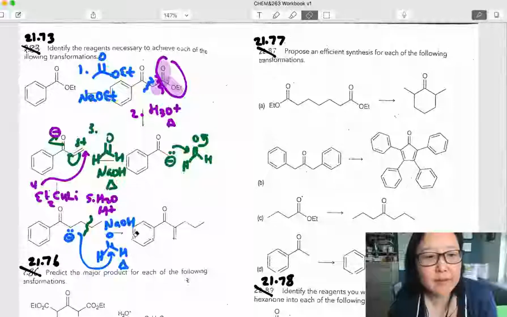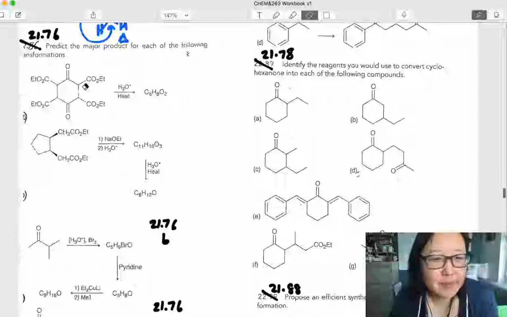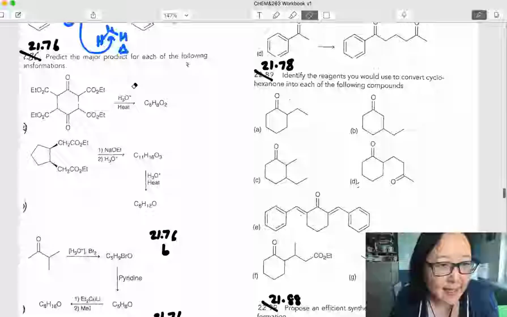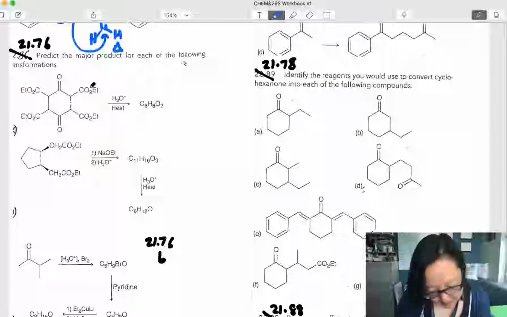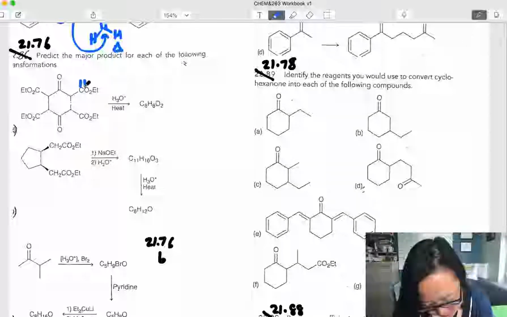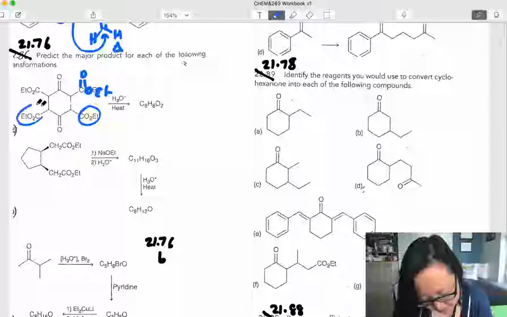Or actually, before this problem, let's go to here. This breaks it down a little bit more, so I like that. So this first problem is, how does this react with acid and heat? So I think this one, we want to focus in on the fact that these are esters. These are ethyl esters here. So it's C double bond O, O, E, T. Okay, those are all esters right here.